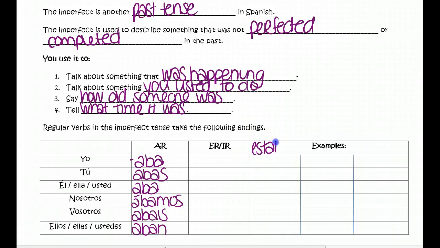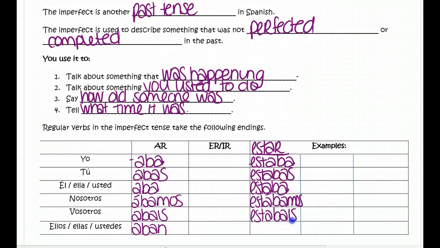So an example would be the verb estar. If we have the verb estar, we would take off the AR and add the new ending. So we have estaba, yo estaba, tú estabas, él o usted estaba, nosotros estábamos, with an accent, vosotros estabais, and ellos y ustedes estaban.